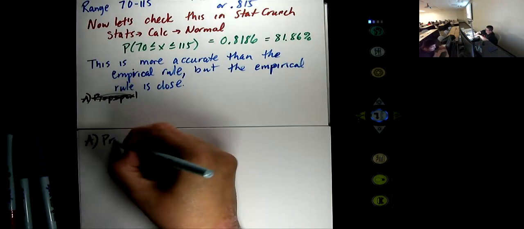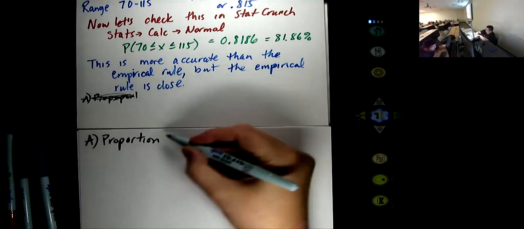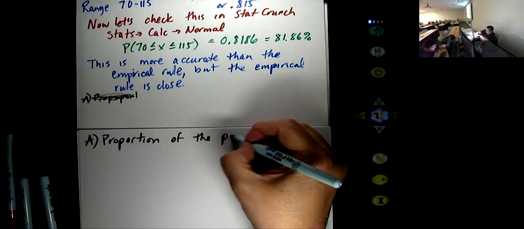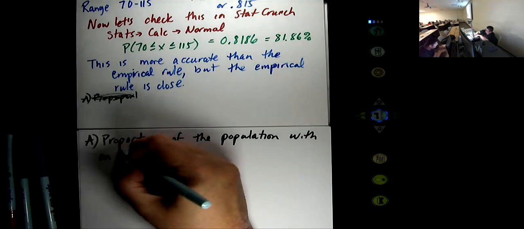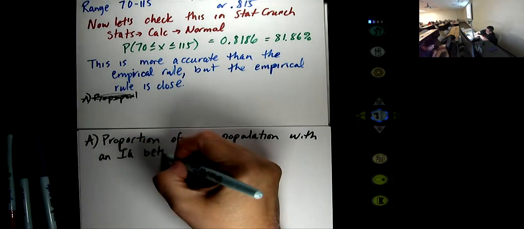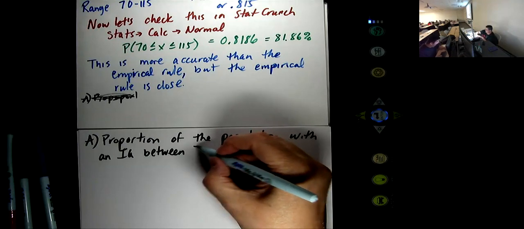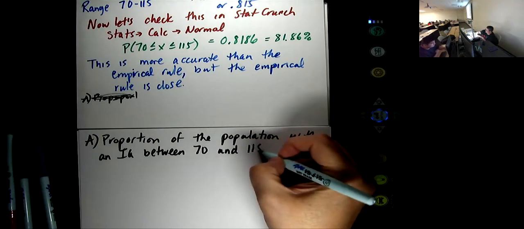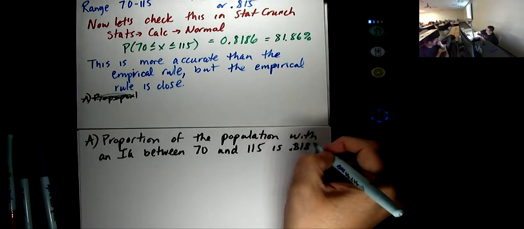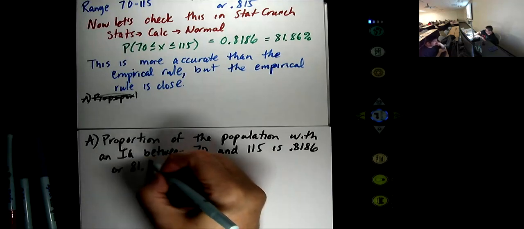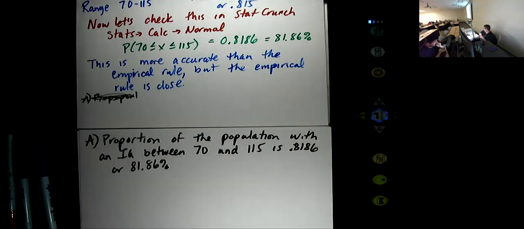So the proportion of the population with an IQ between 70 and 115 is 0.8186 or 81.86%. That's one way of saying it.